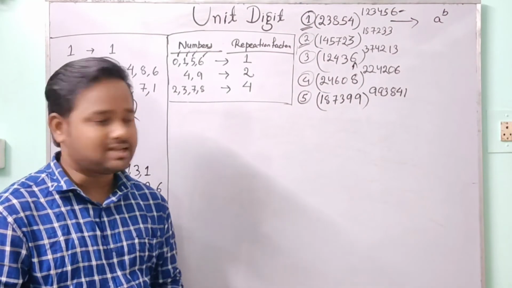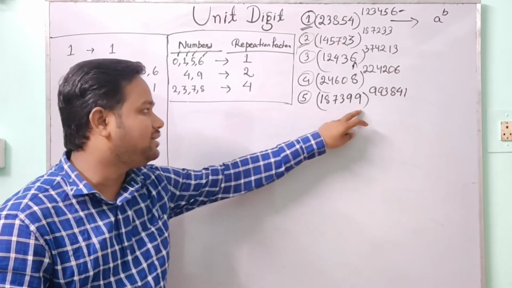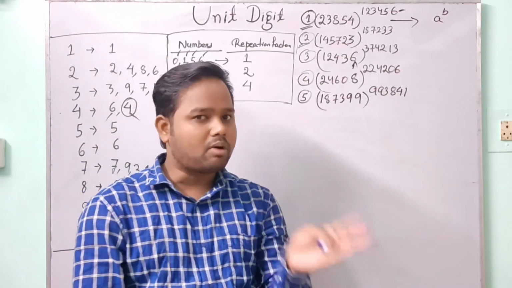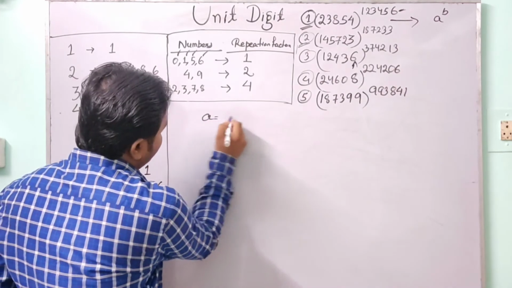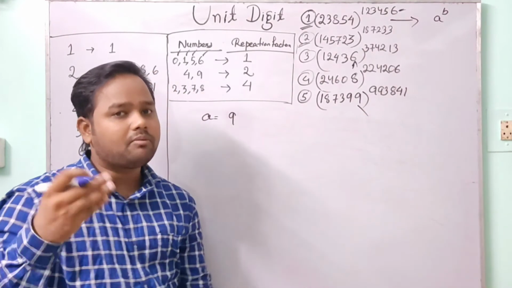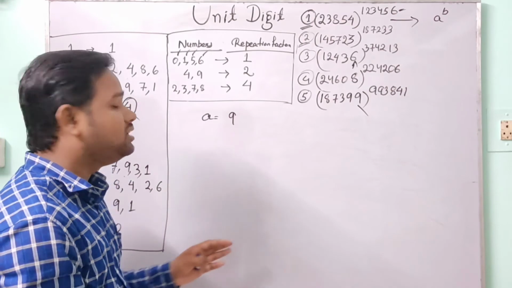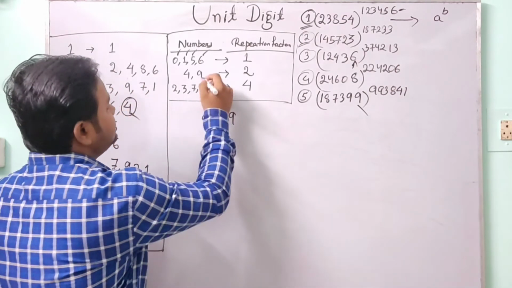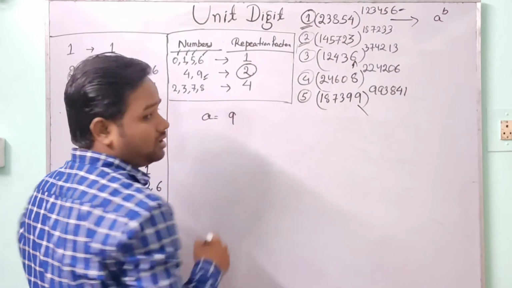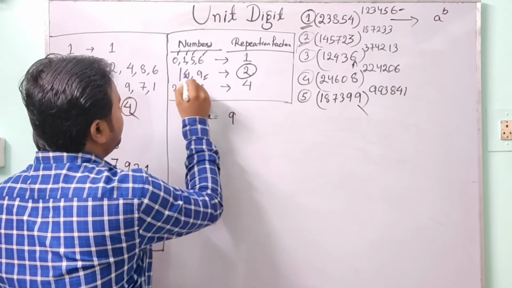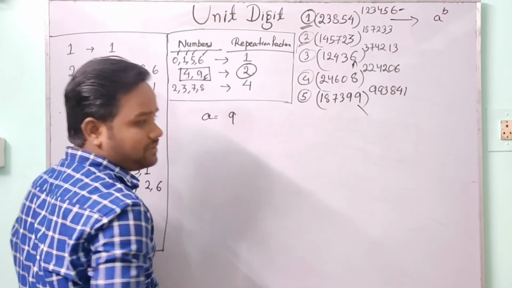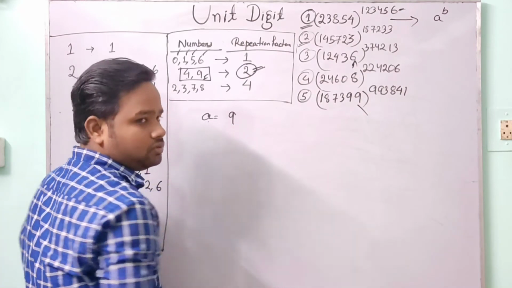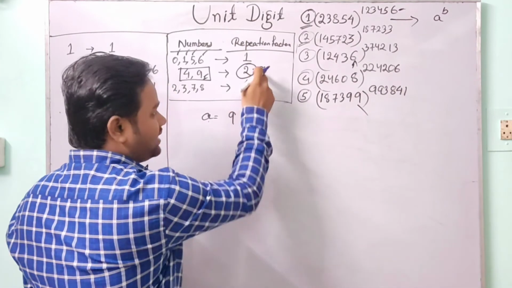The last question for today's class is 187399 to the power of 993841. Here, the first step is to convert to a power of b. So a is 9 because the unit digit is 9. Now we have to find b. For b, we check the repetition factor of a. Since a is equal to 9, its repetition factor will be 2, because 9 is a perfect square. I have already told you that for the perfect squares 4 and 9, the repetition factor is 2.